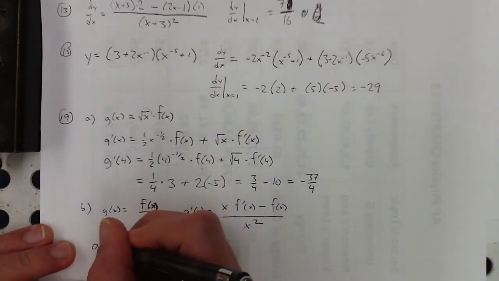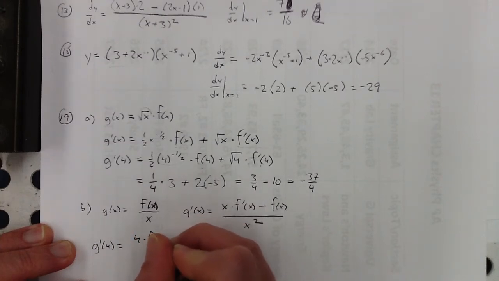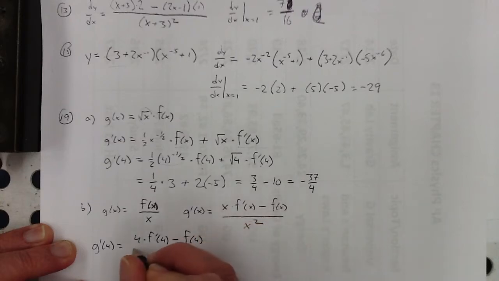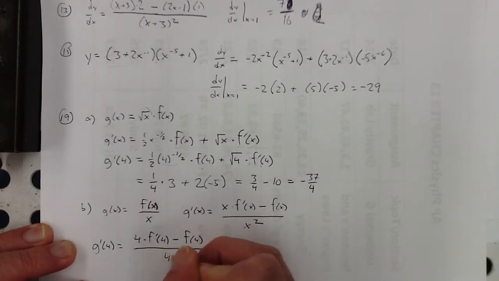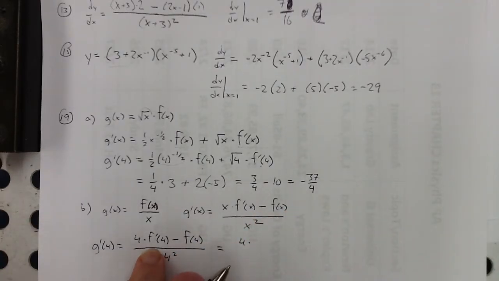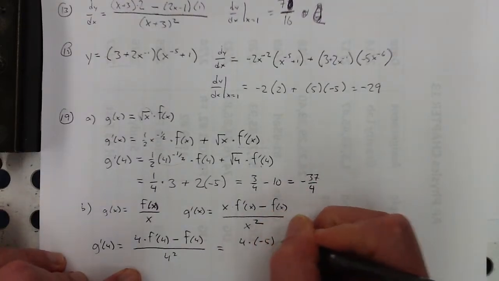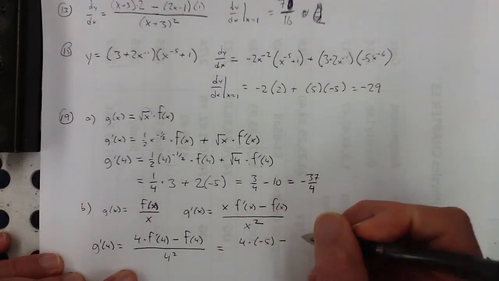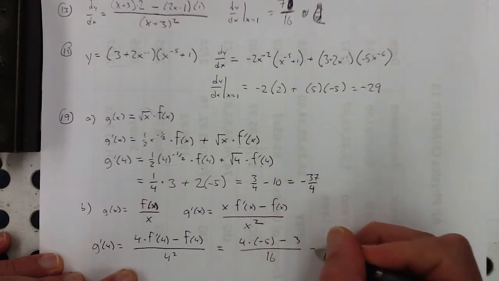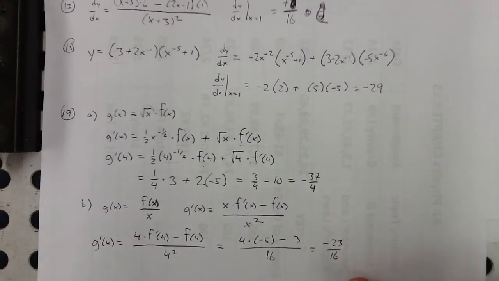Alright, so g prime of 4, same deal. I'm just going to write that out. 4 times f prime of 4 minus f of 4 all over 4 squared. So that's 4 times f prime of 4, was that 3? No, negative 5, minus f of 4 is 3, over 16. Boom. That's it.